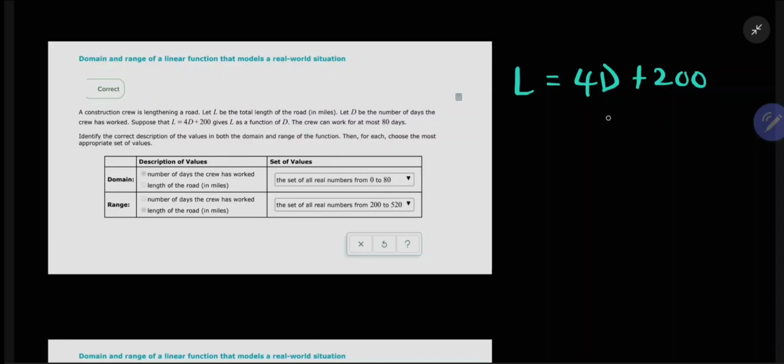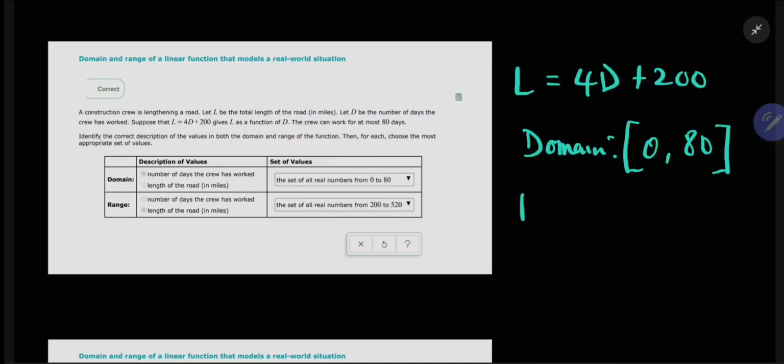So if they can work at most 80 days, it means our domain, which is the days, is going to be from 0 days to 80 days. And that's because 0 is part of this domain, because for 0 as a number of days, you still have a value for L, that's 200.